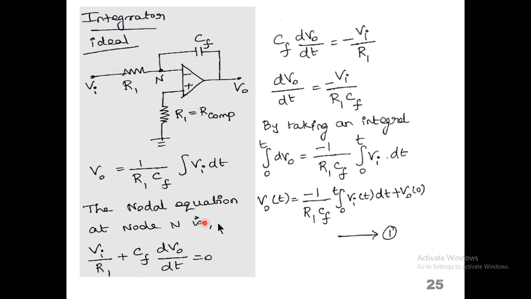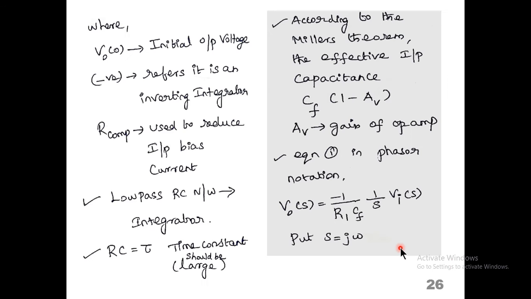The nodal equation at node N is given as VI divided by R1 plus CF into dV0 by dt equals 0. So CF into dV0 by dt is equal to minus VI divided by R1. Dividing by CF and taking the integral on both sides, we get equation number 1, where V0 of 0 is the initial output voltage.